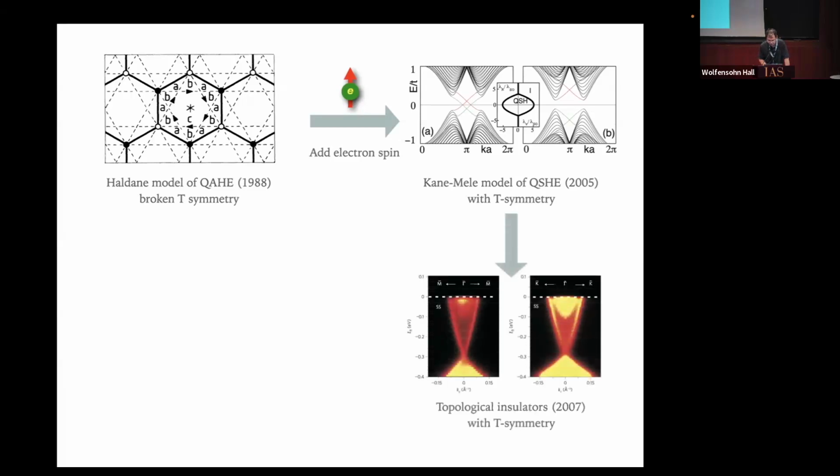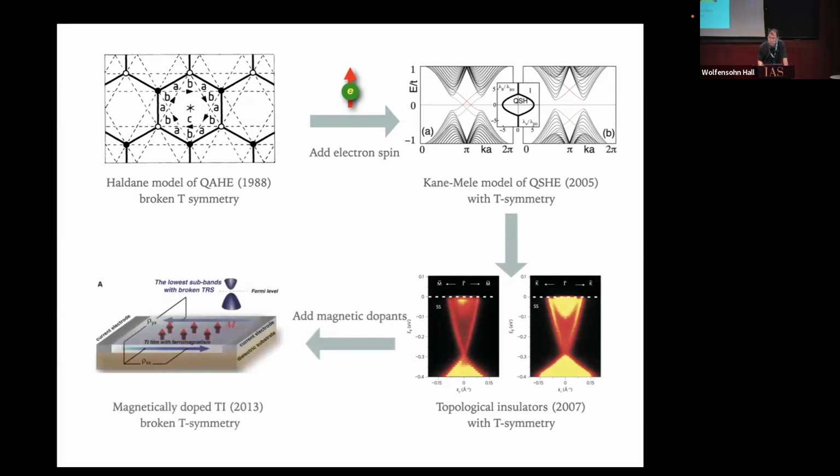So just 2 years later, the three-dimensional topological insulator was found, with this beautiful Dirac cone shown in ARPES. And finally, you can make this into a thin film and dope it with magnetic ions to break time reversal symmetry. And then eventually, after almost 25 years, the integer quantum anomalous Hall effect has been realized. Okay, so that's the story of the integer quantum Hall effect.